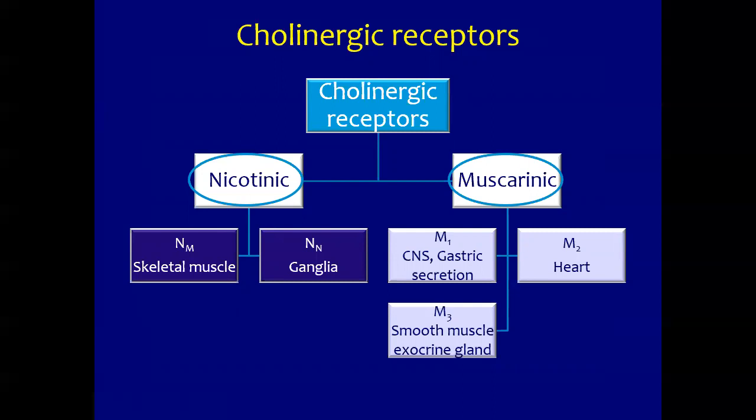And muscarinic receptors are 3 types: M1, M2, and M3. And this is their localization: CNS, gastric secretion, or smooth muscle and various glands. M1, M2, and M3. Any question?